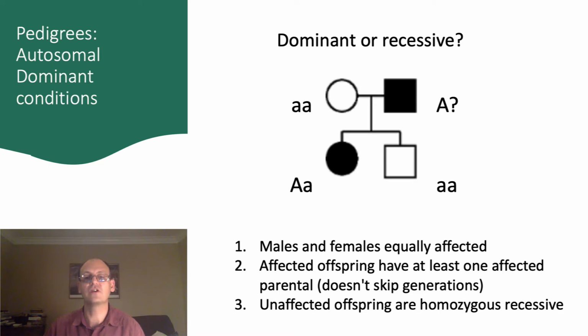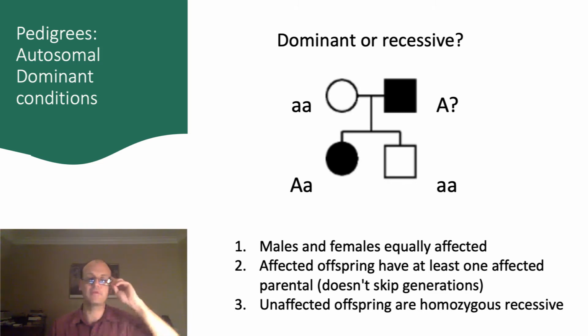The second feature of autosomal dominant conditions is that affected offspring always have at least one affected parent. In order to be affected themselves, a child must inherit the dominant allele from their parents. And since it's dominant, the parent must also have the dominant phenotype.